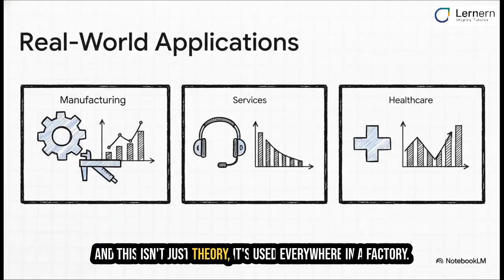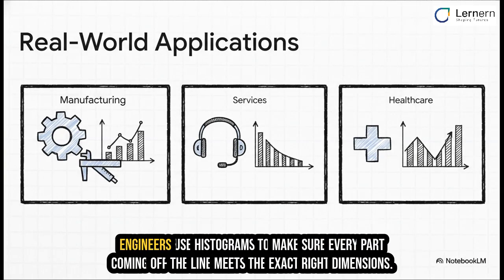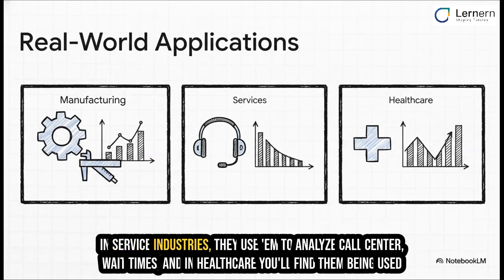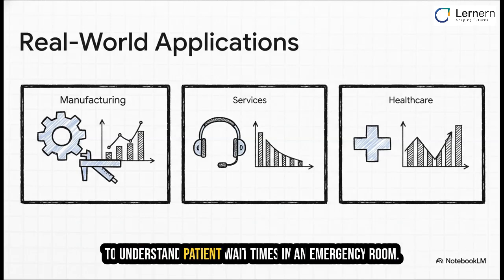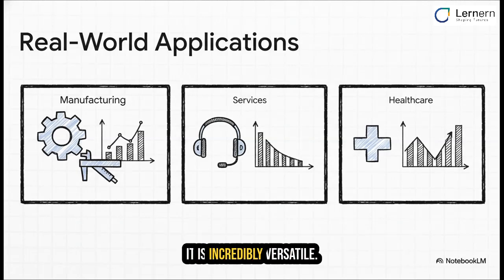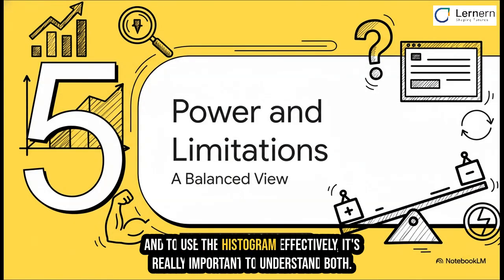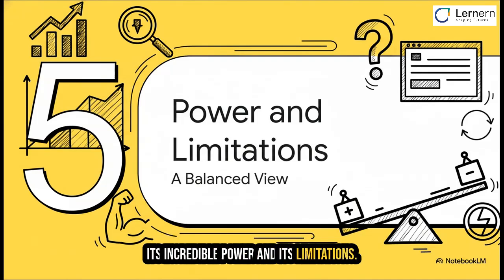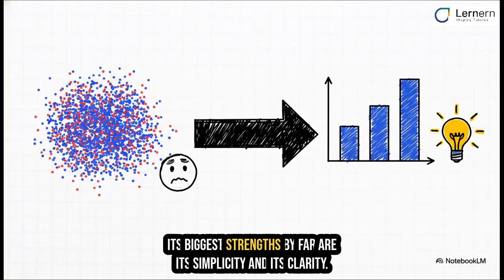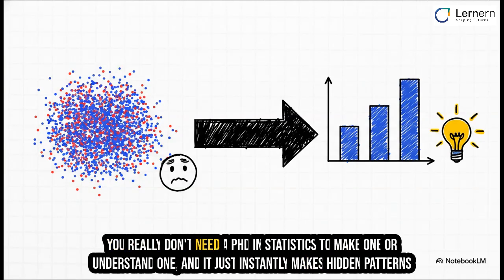And this isn't just theory, it's used everywhere. In a factory, engineers use histograms to make sure every part coming off the line meets the exact right dimensions. In service industries, they use them to analyze call center wait times, and in healthcare, you'll find them being used to understand patient wait times in an emergency room. It is incredibly versatile. But look, no tool is perfect, and to use the histogram effectively, it's really important to understand both its incredible power and its limitations. Its biggest strengths, by far, are its simplicity and its clarity. You really don't need a PhD in statistics to make one or understand one.